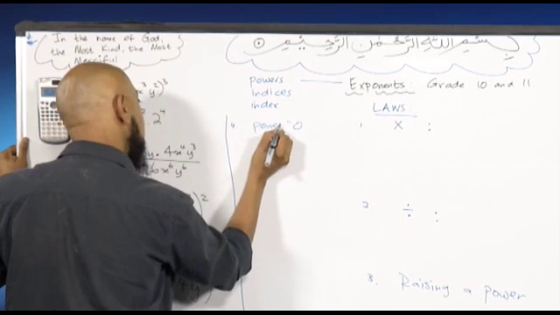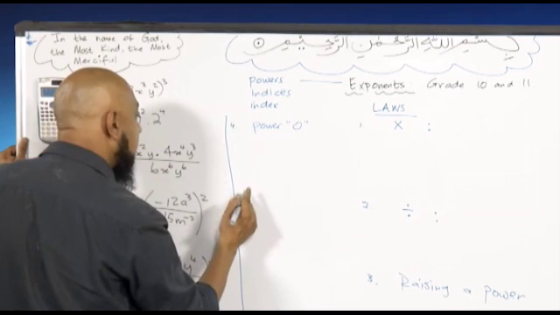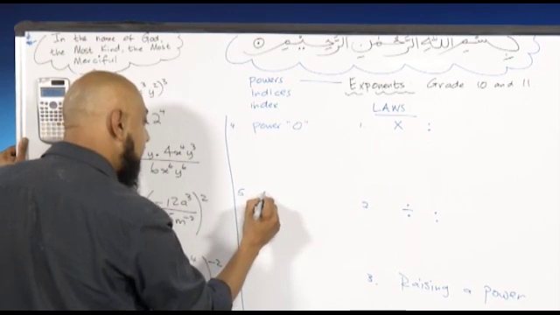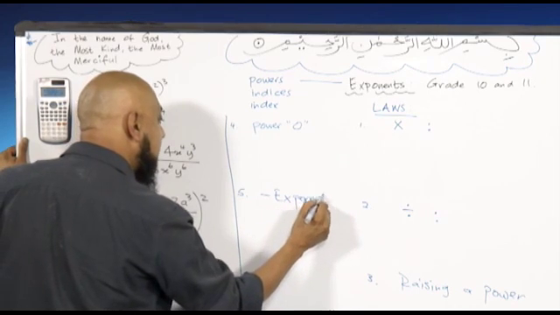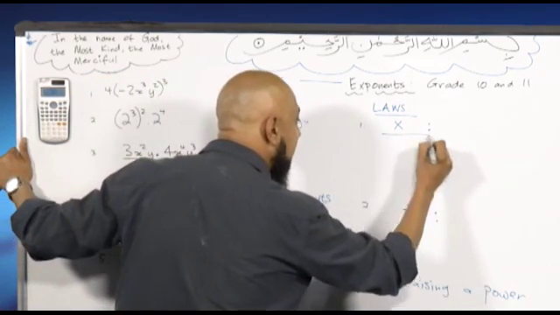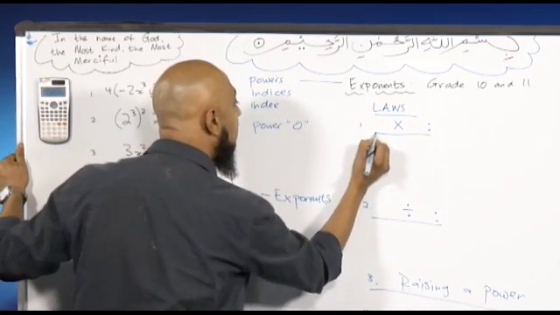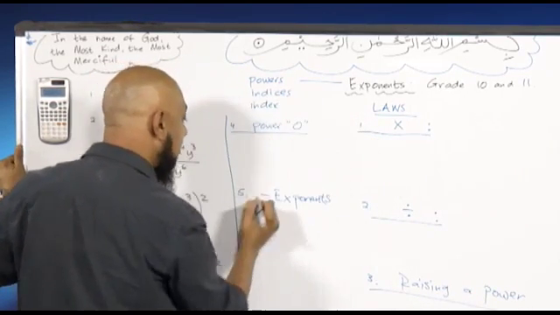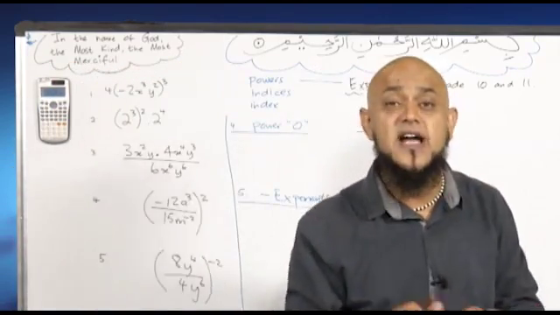Whenever we have the power 0, and then we're going to be dealing with topic number 5, or law number 5, negative exponents or negative powers. How do we deal with negative powers? So that's our first law, second law, third law, fourth law, fifth law. Okay? For now, you can start taking down these laws.